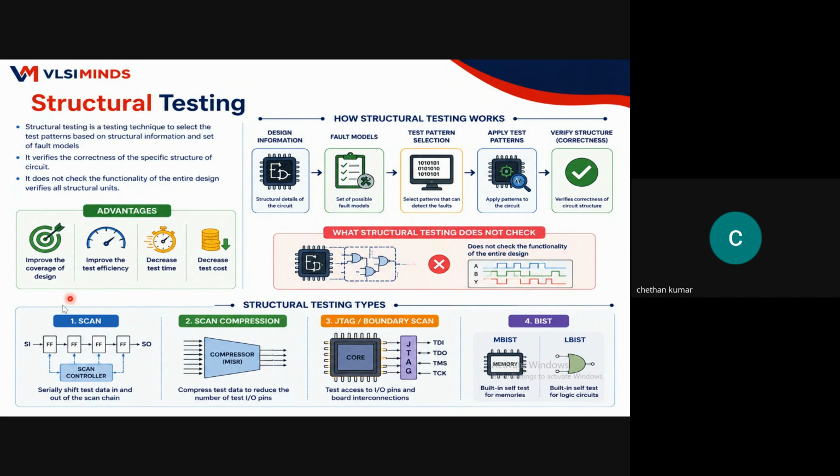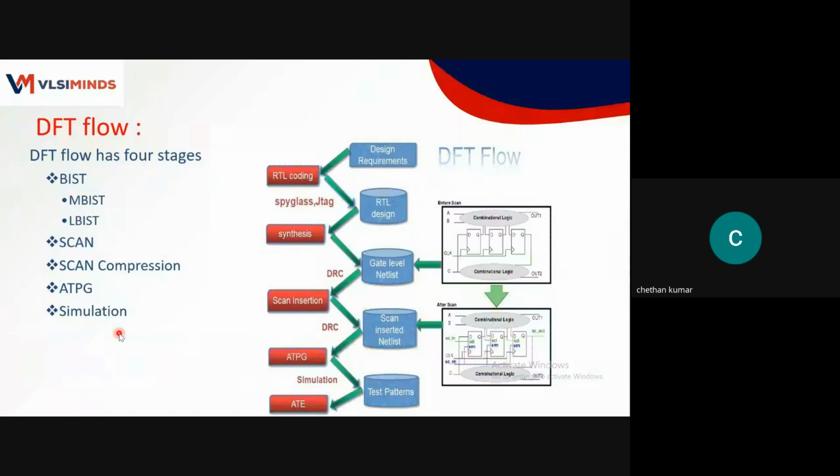The advantages here are that it improves the coverage and improves the test efficiency. That means it reduces the test time, so the cost also decreases. To do this structural testing, we follow particular processes: scan compression, JTAG, boundary scan, BIST. All these are the different processes we need to undergo. So let us now move on to scan.